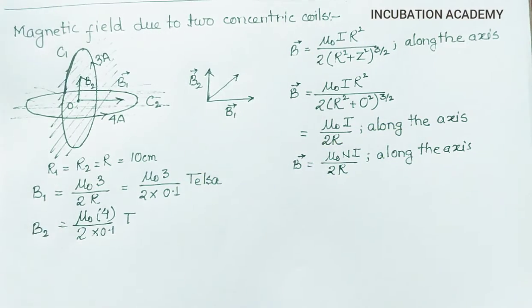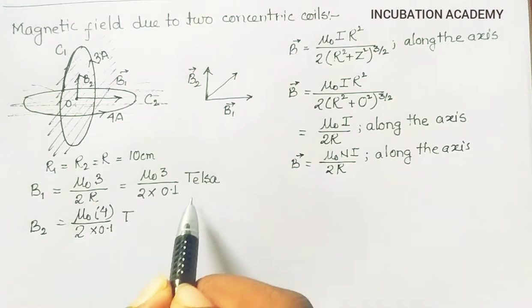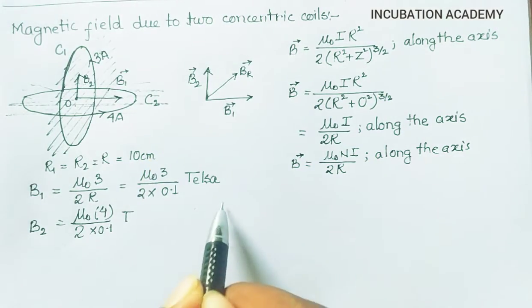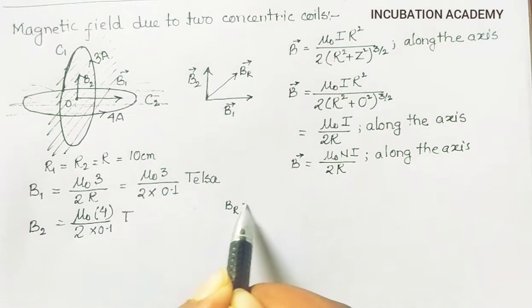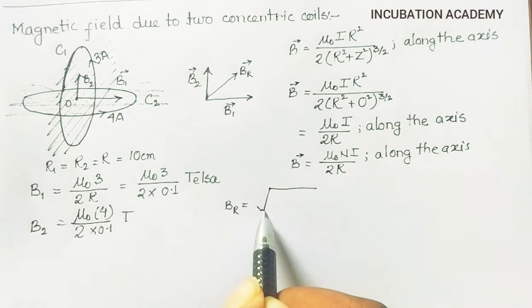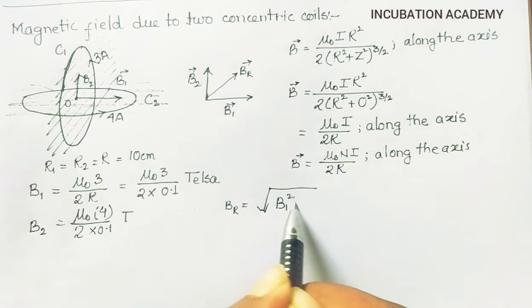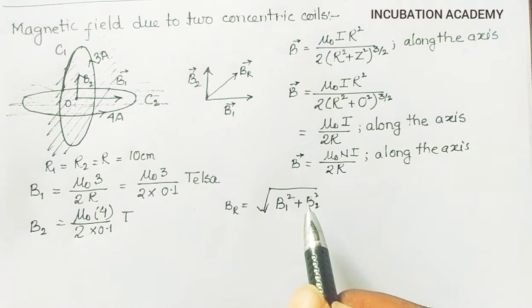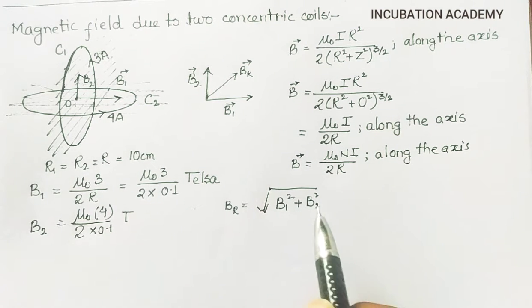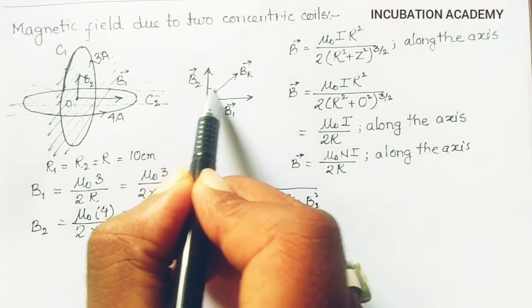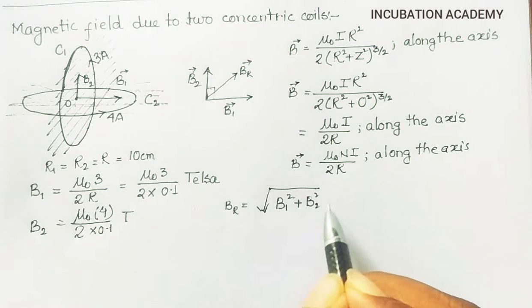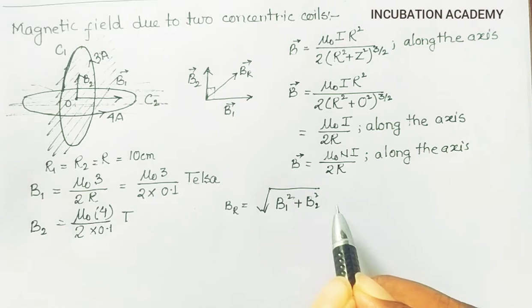To find the magnitude of the resultant field BR, BR equals root over B1 square plus B2 square, because the resultant's formula is C equals root over A square plus B square plus 2AB cos theta. Since the angle between B2 and B1 is 90 degrees, cos 90 degrees is 0, so the term 2B1B2 cos 90 degrees vanishes.